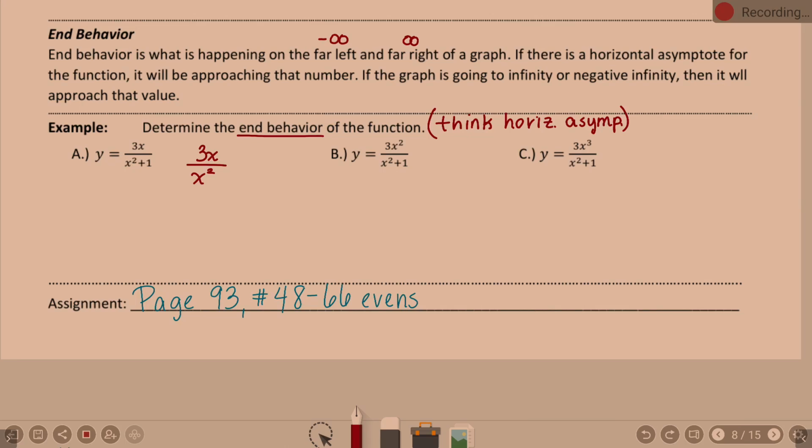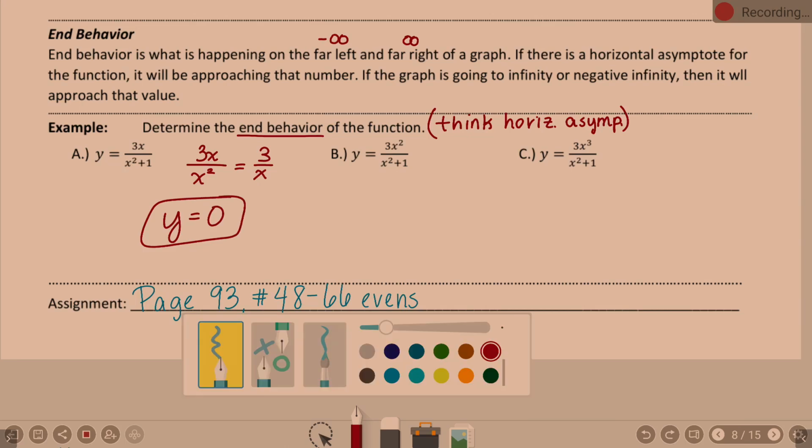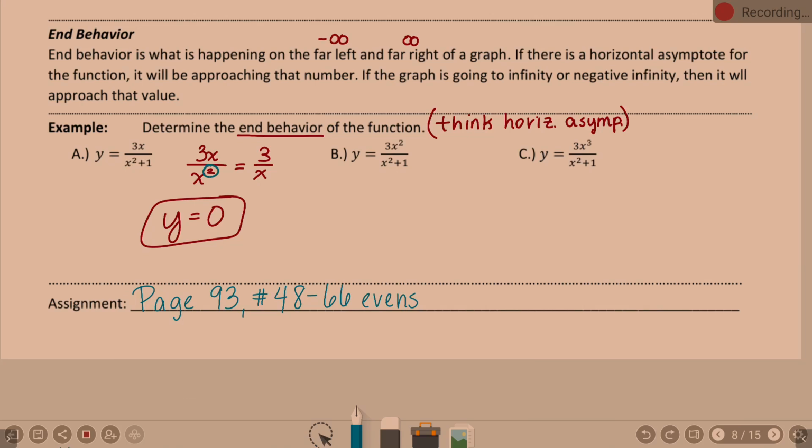Now, another way to show this: what could you cancel if you're looking at just those? You could cancel a set of x's, and you have 3 over x. Okay, that's another way to show this, because as you go off to infinity, a number 3 divided by a number that is getting bigger and bigger is going to make a fraction that gets closer and closer to 0. But generally speaking, what was the key here? Bigger power was on bottom.